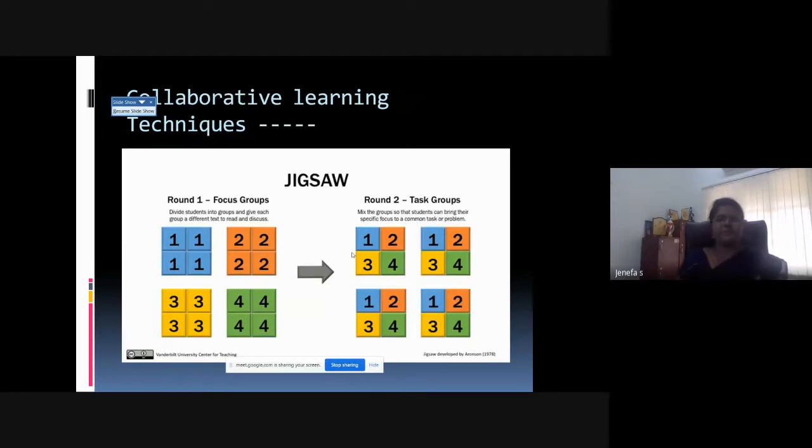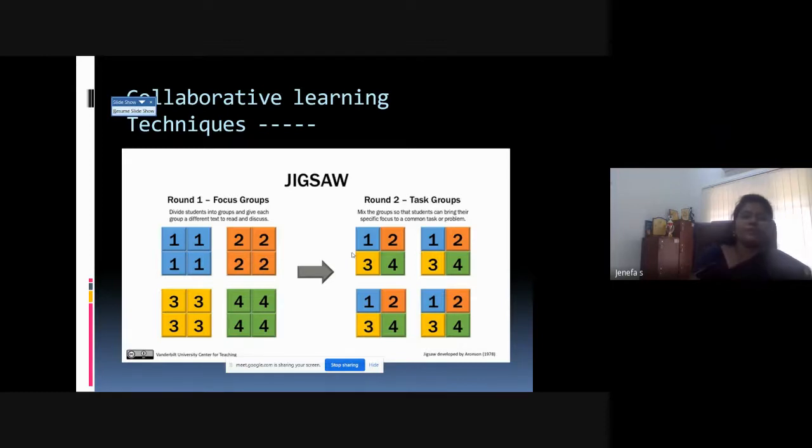Another method is the jigsaw learning technique, a collaborative learning technique. Again there will be two rounds. One is the focus group and the second round is the task group. Now you have to divide the entire class into groups, and give a different text to different groups. The first box will be one group, 2 another group, 3 another, totally 4 focus groups.